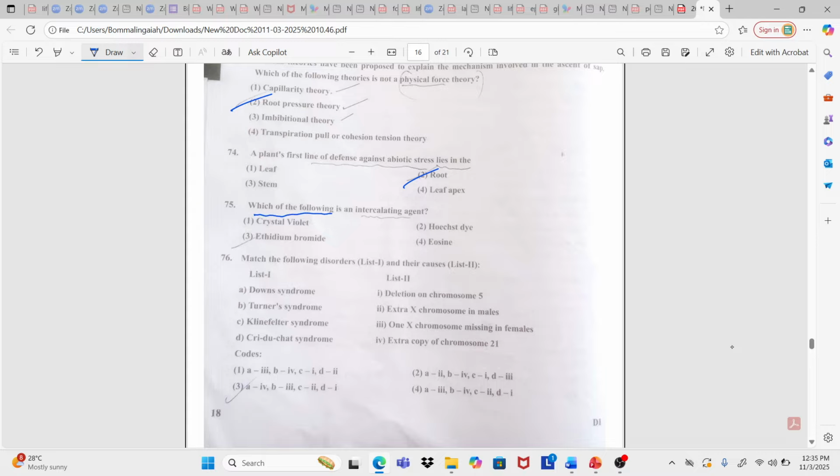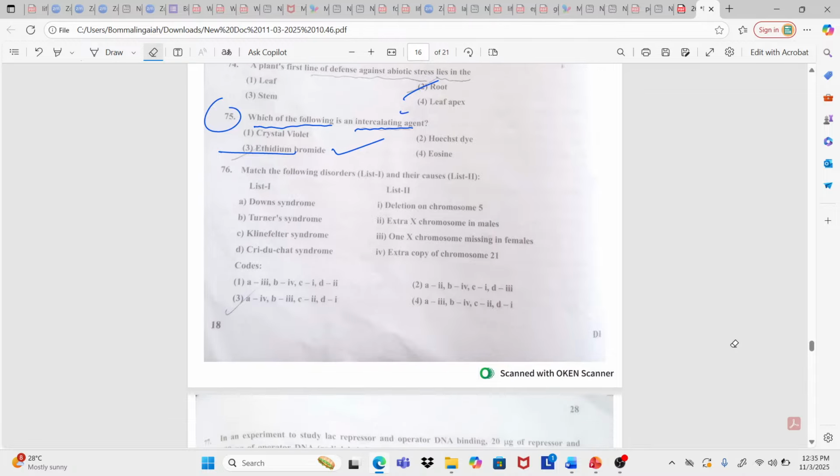Which of the following is a circulating agent? For this question, the correct option is number 3. Okay, next we move on to the 76th question. Here, list one provides disorders and list two causes. So you have to match the disorders with causes. Totally, we concluded the correct option for the question.